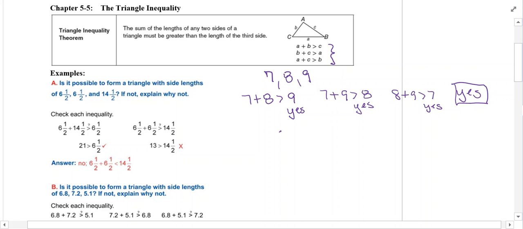Let's look at 2, 7, and 9. If I look at 2 plus 7, that is not greater than 9 because 2 plus 7 equals 9. So this is no, and this is my reason why, because 2 plus 7 equals 9.